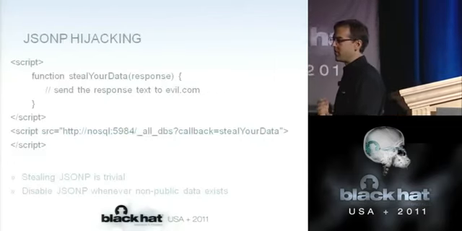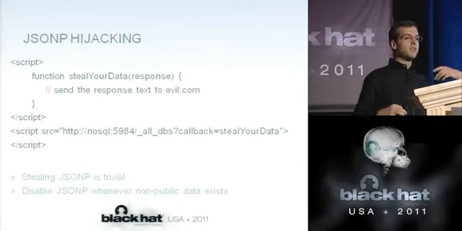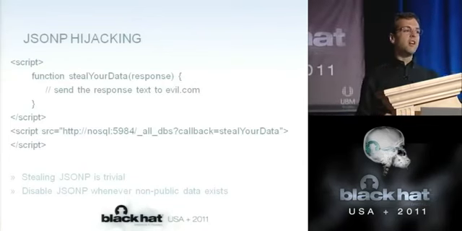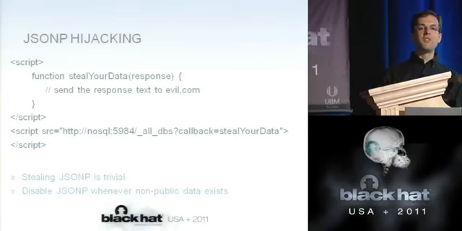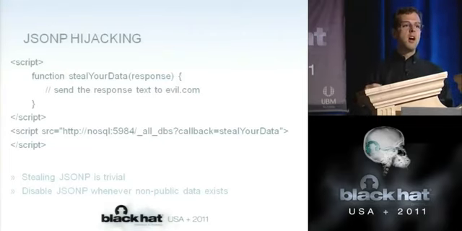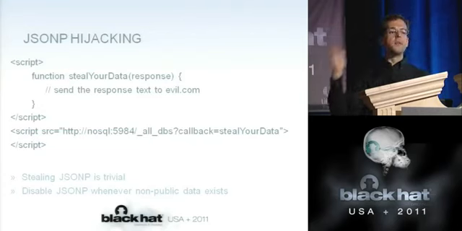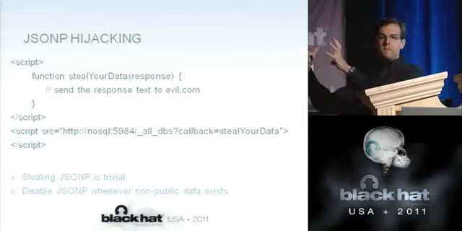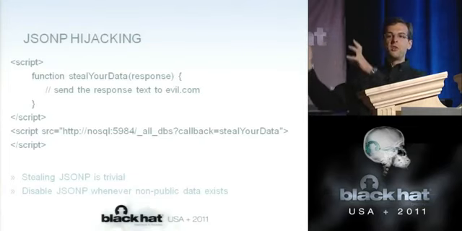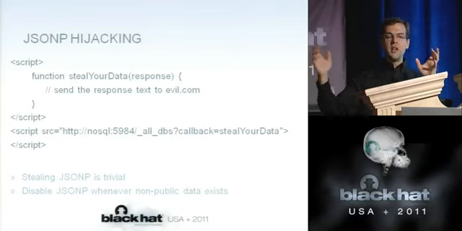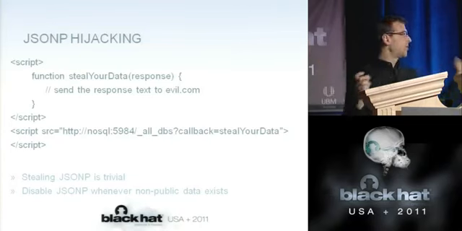unless JSON-P is involved. We talked about JSON over REST. A lot of NoSQL databases, usually not by default, but you can optionally turn on JSON-P. JSON-P is JSON with padding that lets you wrap the returned JSON object in a callback. So instead of saying NoSQL 5984 all DBs, give that back to me as JSON, you say NoSQL 5984 all DBs, and the callback is foo, or steal your data.